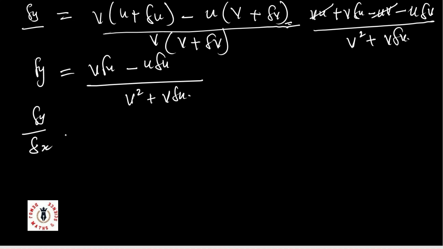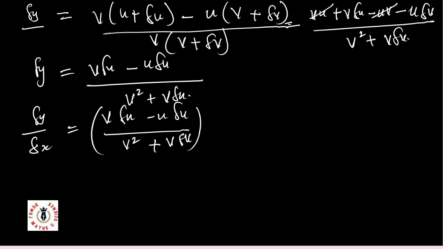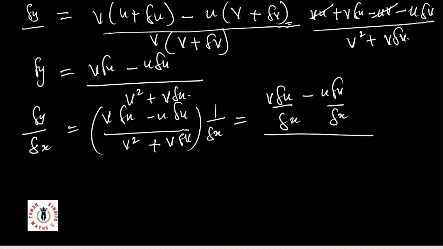So that will be equals to v delta u minus u delta v, all over v squared plus v delta v, into 1 over delta x. I can easily rewrite this to be the same thing as v delta u minus u delta v, this over delta x, everything over v squared plus v delta v.